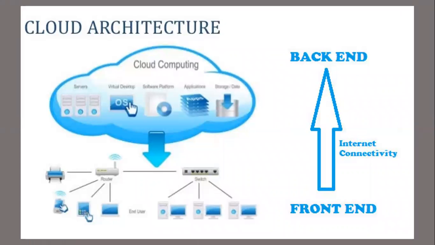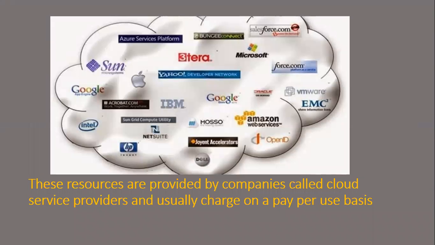This is the cloud architecture. There is a cloud which is connected to a server, which is connected to a router, which is giving you all the services. And on the front end, we have the user. The resources which are provided by companies called cloud service providers, they usually charge on a pay per use basis.